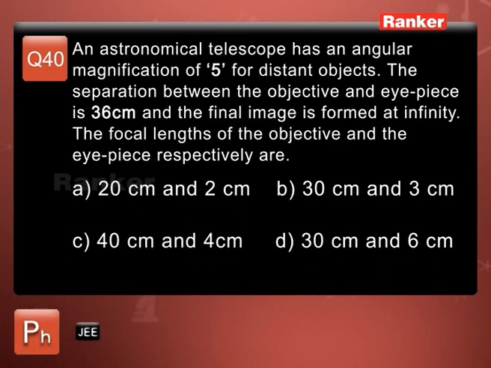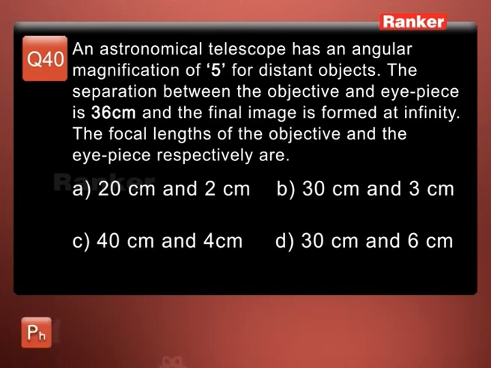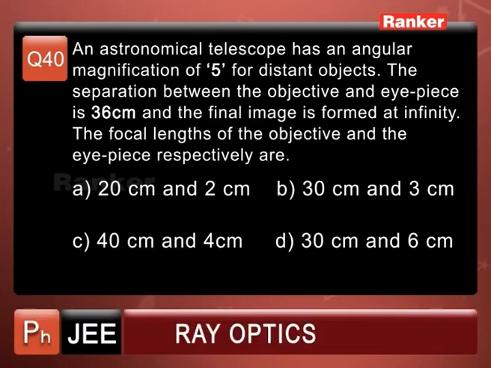The focal lengths of the objective and the eyepiece respectively are. The options are given this way. First one 20 centimeter and 2 centimeter. Second option given 30 centimeter and 3 centimeter. Third option is given 40 centimeter and 4 centimeter. And fourth option is given 30 centimeter and 6 centimeter.